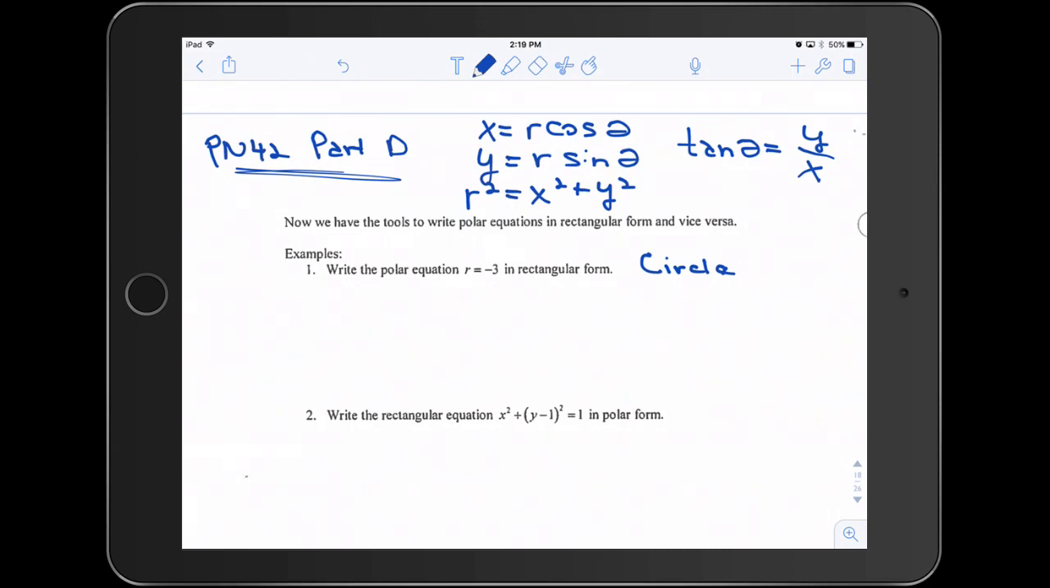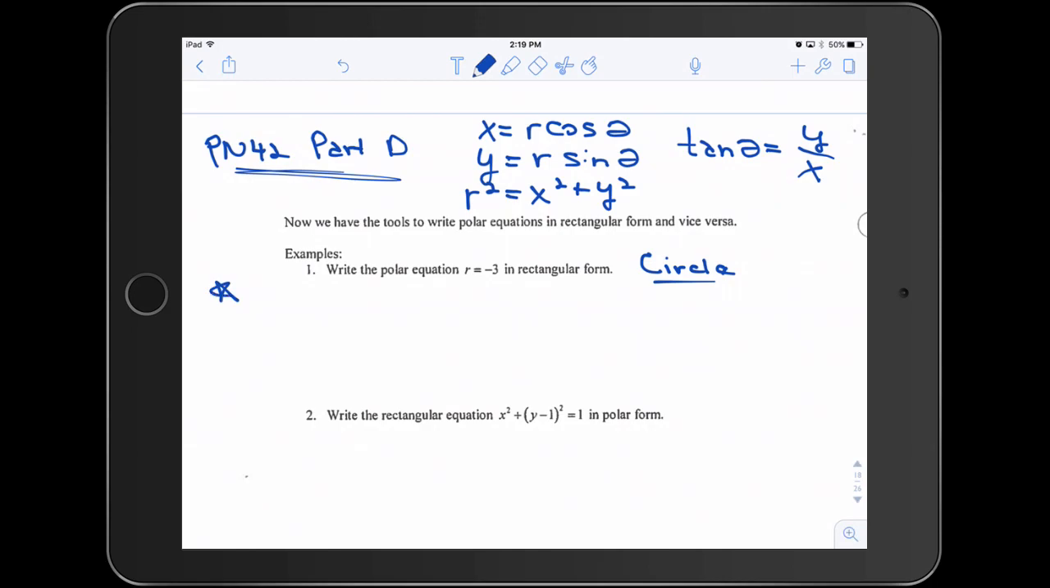So number one, this is where we begin. It says write the polar equation r equals -3 in rectangular form. I wrote circle over here because you know it's a circle with a radius of 3 and a center of (0, 0), so you could instantly write this equation. But I'm going to show you an algebraic method because we want to make sure you have more than one tool in your tool belt.